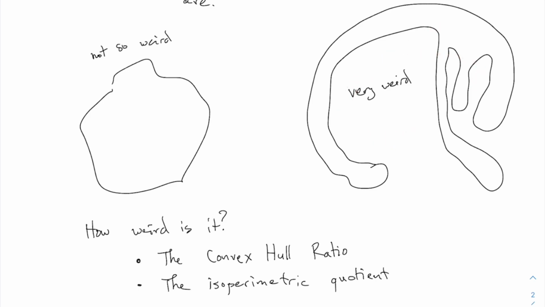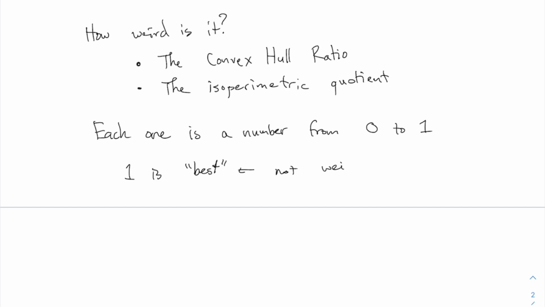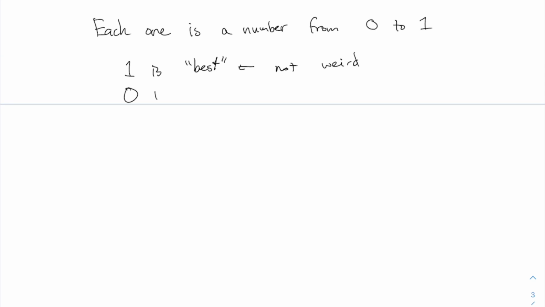So these are going to be specific measurements which give us percentages. Actually, these ones, for whatever reason, people generally don't write as percentages, so each one is just a number, a score, if you will, from 0 to 1, which of course you could think of as a percentage if you want to. It'll be like, the convex hull ratio of this shape is 0.8 or something like that, which means it's sort of like 80% good. So in these examples, 1 is the best. By best, I mean not weird. And 0 would be the worst, which I mean super, super weird.